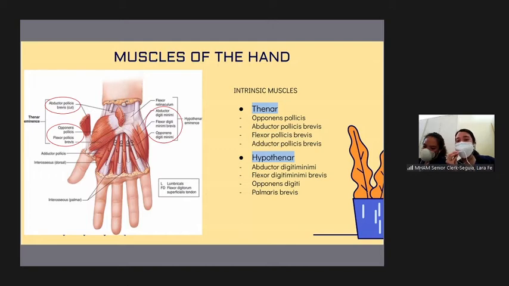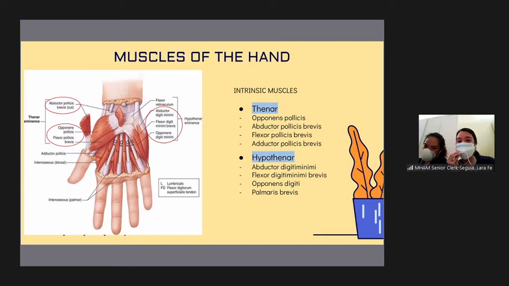Its main action is to abduct the thumb, and it is innervated by the recurrent branch of the median nerve. The third one is the flexor pollicis brevis, which flexes the thumb, and it is innervated by the recurrent branch of the median nerve.